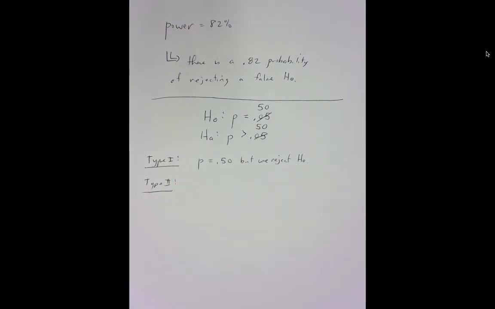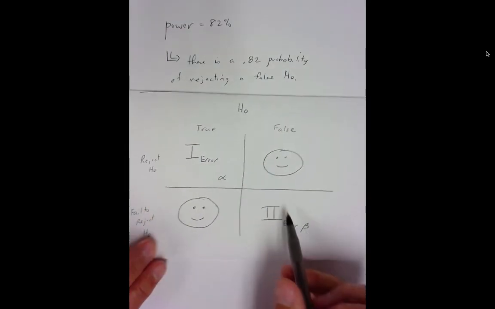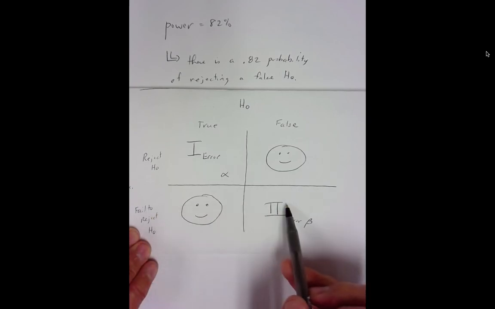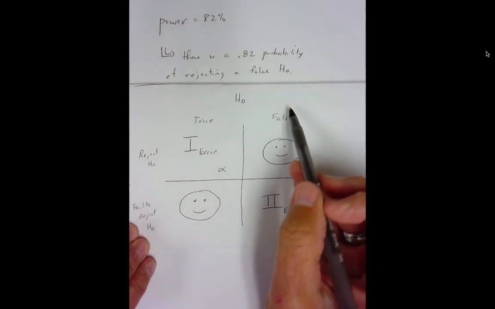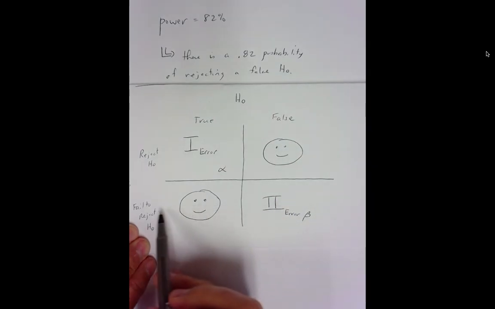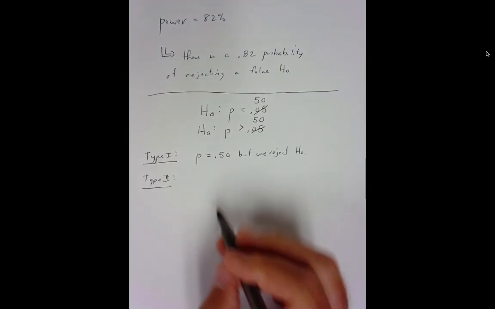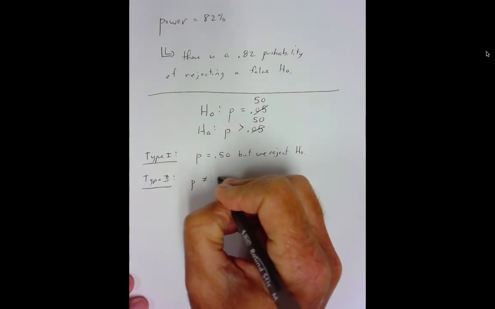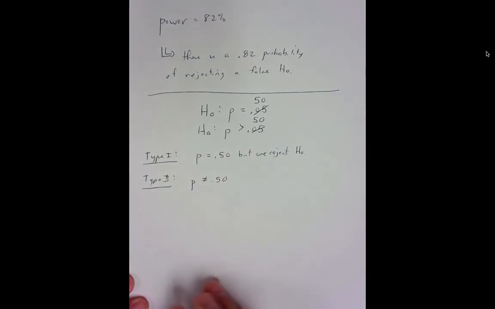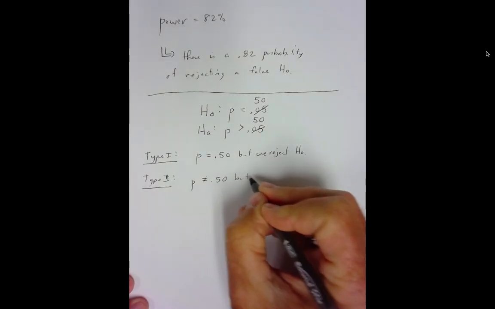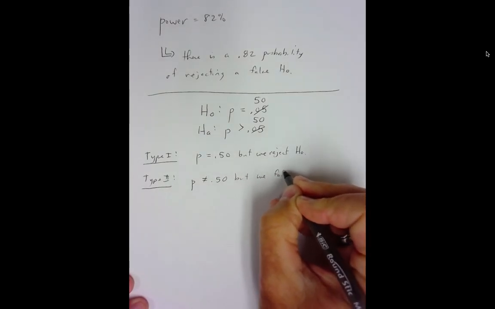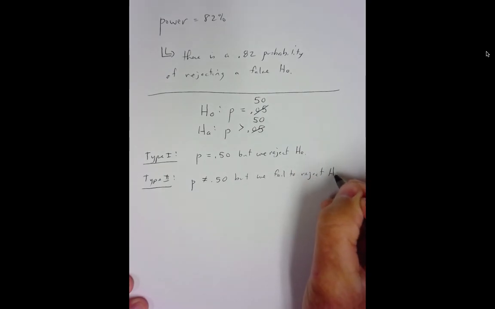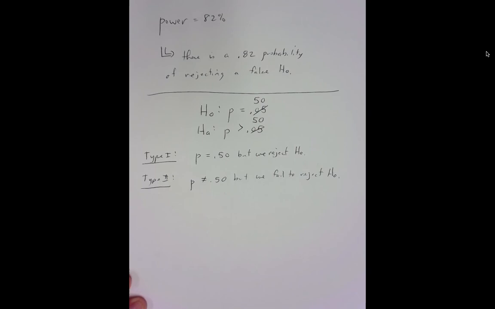What's type 2? Let's go to the textbook definition. Textbook definition of a type 2 error is failing to reject a false null. The null is false. We fail to reject it. P is not 0.50, but we fail to reject that statement.